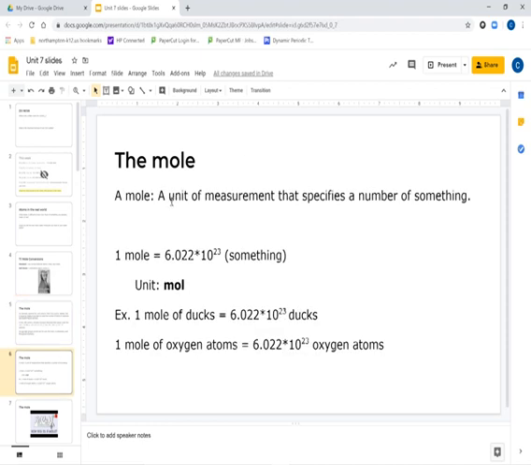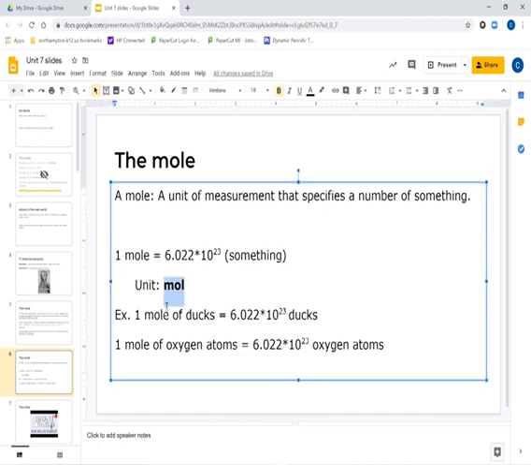So the mole is just a unit of measurement that specifies a number of something. And that something can be anything. This is the part that's a little difficult for people to comprehend at first. 1 mole is equal to 6.022 times 10 to the 23rd of anything. When we see the mole written out as a unit, it's going to be MOL, like this. We take off the E. If you remember back to our SI units, we spell it out MOLE, but here, when we write it as a unit, it's MOL.